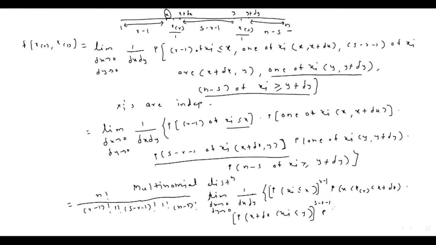Then again, 1 of xi means the sth value is there, so I can replace directly the value: y is less than or equal to x_s less than or equal to y plus delta y. Then the last probability can be written as the probability of x of i greater than or equal to y plus delta y. There are n minus s probabilities, by using the multinomial distribution. Okay, fine. Now let me simplify the terms.